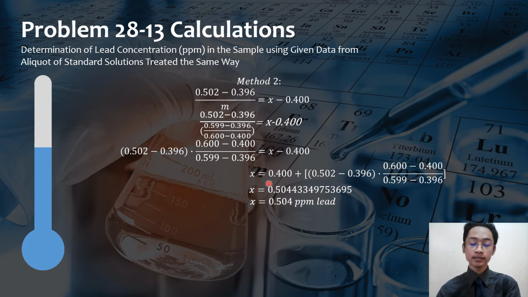We get x is equal to 0.4 plus 0.502 minus 0.396 times the value of the reciprocal of m, 0.6 minus 0.4 over 0.599 minus 0.396. We get the value of x, or the concentration of the sample, x is equal to 0.504 ppm lead. So that's our two methods for calculating problem 2813.